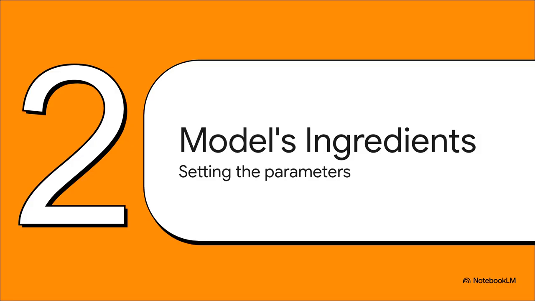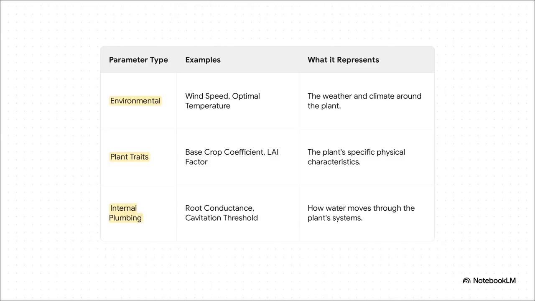You can think of them as all the little knobs and dials we can turn to perfectly describe a specific plant, say a head of lettuce growing in a specific place. Now, there are dozens of these parameters, but don't worry, they all kind of fall into three main buckets. First up, you've got your environmental factors, basically the weather and the world around the plant. Then there are the plant traits. This is the unique blueprint of the plant itself, things like leaf size. And finally, and this is super interesting, it's internal plumbing, all the hidden mechanics of how water actually gets from the roots all the way up to the leaves.